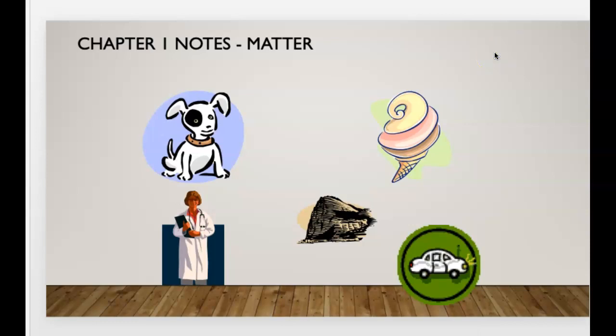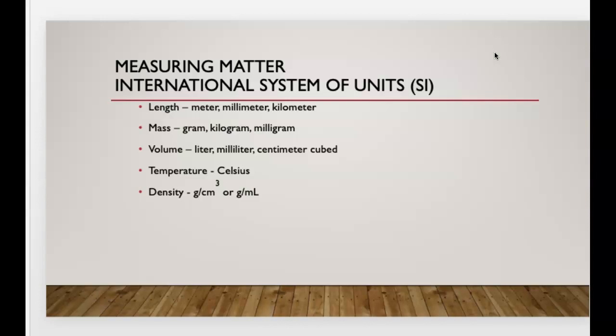Okay, Chapter 1, Section 2 notes are going to look at how we measure things to determine density. So when we're measuring units, remember that length is measured in meters, millimeters, or kilometers. Mass is always grams, kilograms, or milligrams. And in this class, we're typically going to use grams. Volume is liters, milliliters, or what we call centimeter cubed.